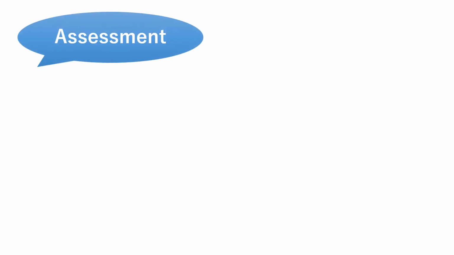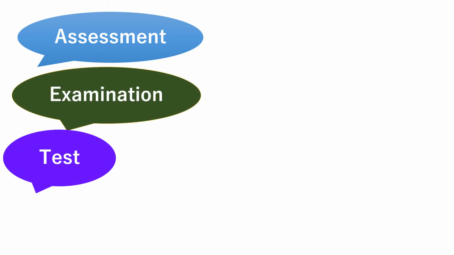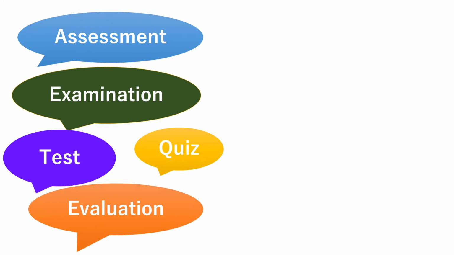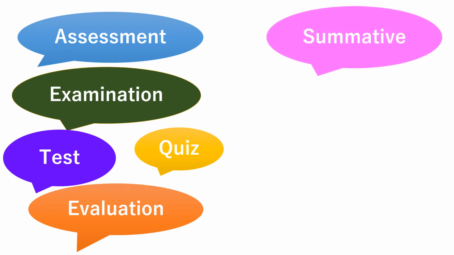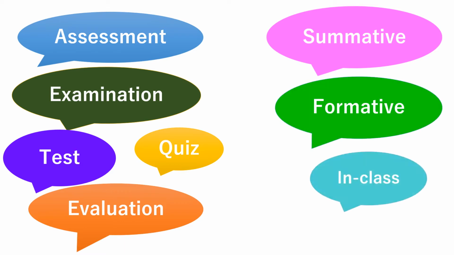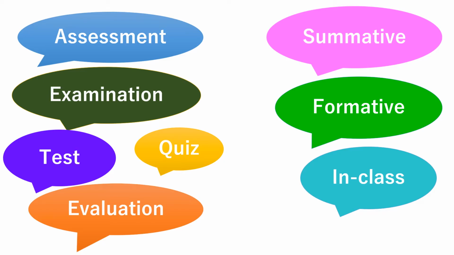When I was brainstorming whether our assessments reflect what we teach in the classroom, I realized that there are various ways of calling how to gauge students' ability or progress. Each term could mean something different, but in terms of gauging students' ability or progress, they are similar in some ways. And also, these different forms of checking students' knowledge can be summative or formative, and these can be done in the classroom as well.